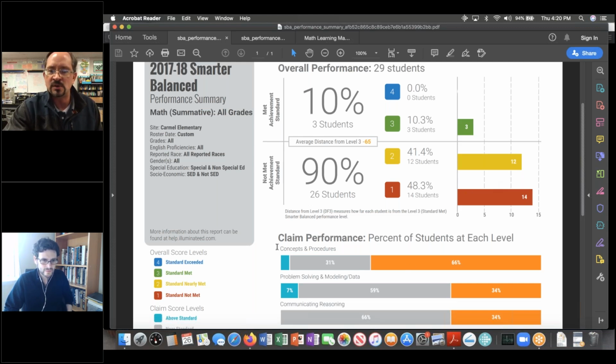These are failing scores in each domain: concepts, procedures, problem solving, modeling data, communicating, reasoning. Orange is failing, like far below. The gray could be below. It's like near grade level, and the light blue is like advanced. Not so good. This is reality. You need to show your parents, your administrators, your team reality and have a reality check with them.